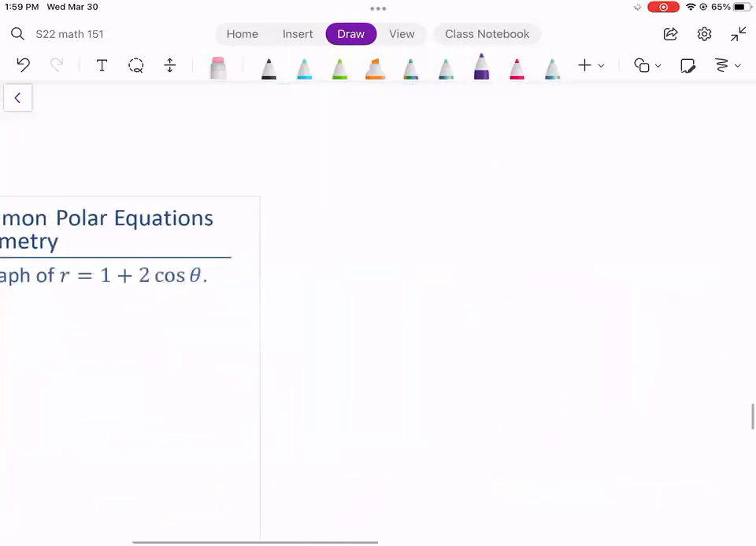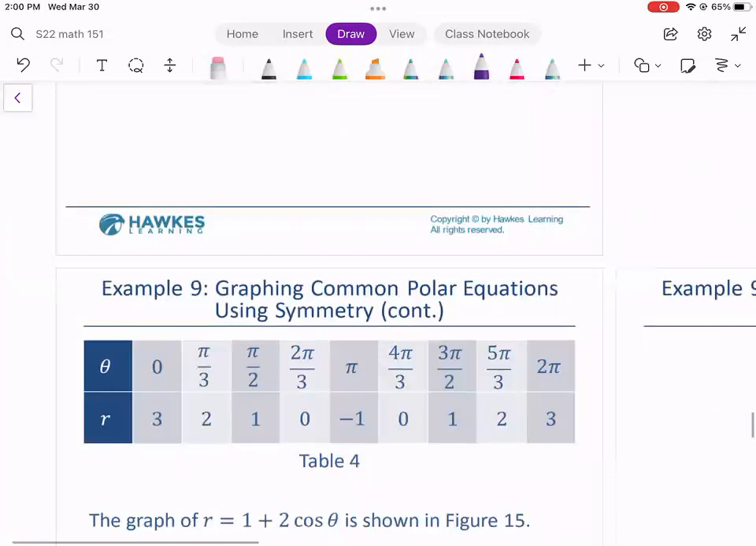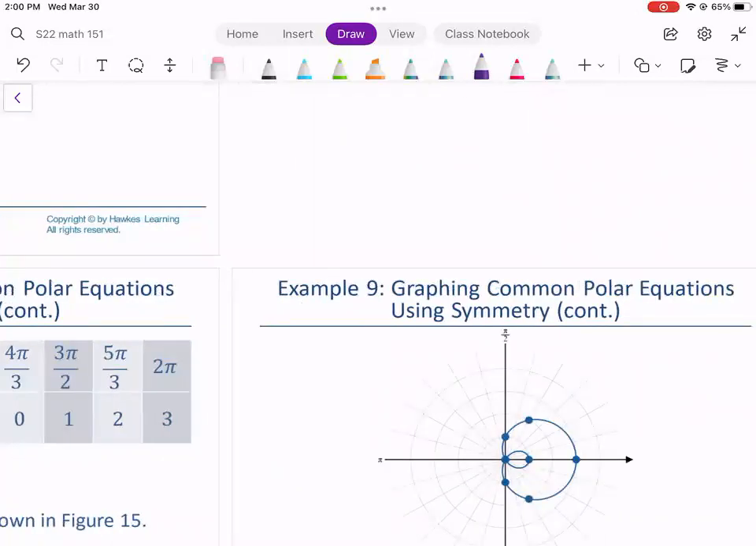I've listed several other examples here. We have r plus 2 equals 1 plus 2 cosine of theta. We know from our chart there that that is a limaçon with an inner loop. Again, creating a chart with some of those points, we can generate a rough picture of that graph.